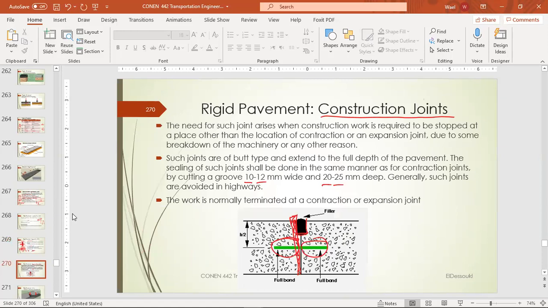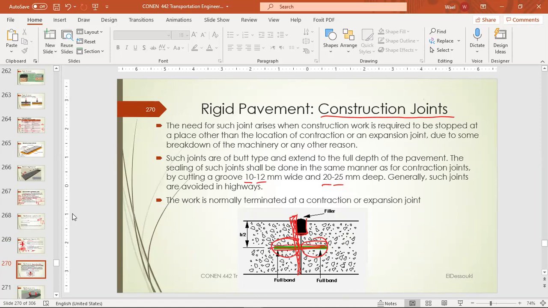The last connection is basically a construction joint. During construction you cannot pour concrete for the entire project in one day and continuously. So there is usually a stopping point, and this stopping point we maintain by having a dowel.